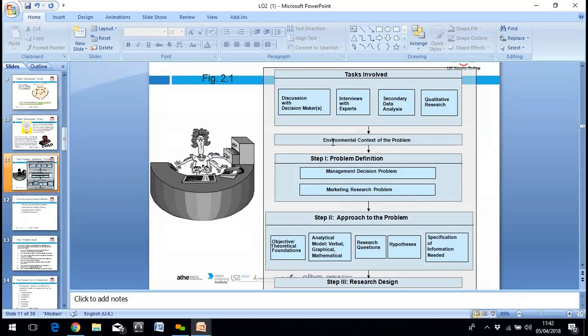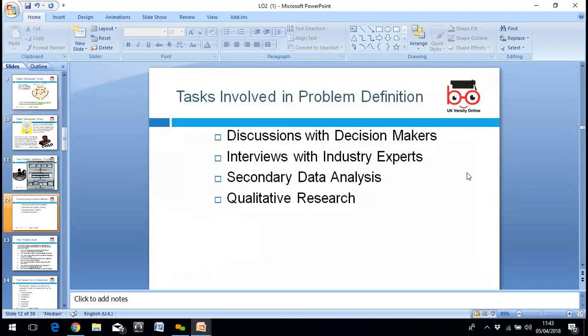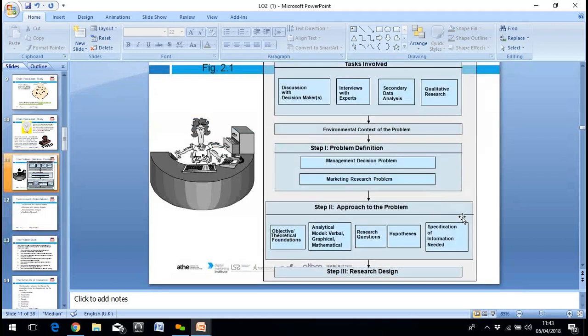So you've got to look at the environmental context of the problem, right? Is it a management decision problem or is it a marketing problem in this case? What is your approach? Is it going to be look at the theoretical foundations of it? Are you going to look at analytical, or that model will have verbal results or graphics, or using mathematical equations to determine the percentage of correctness or not?